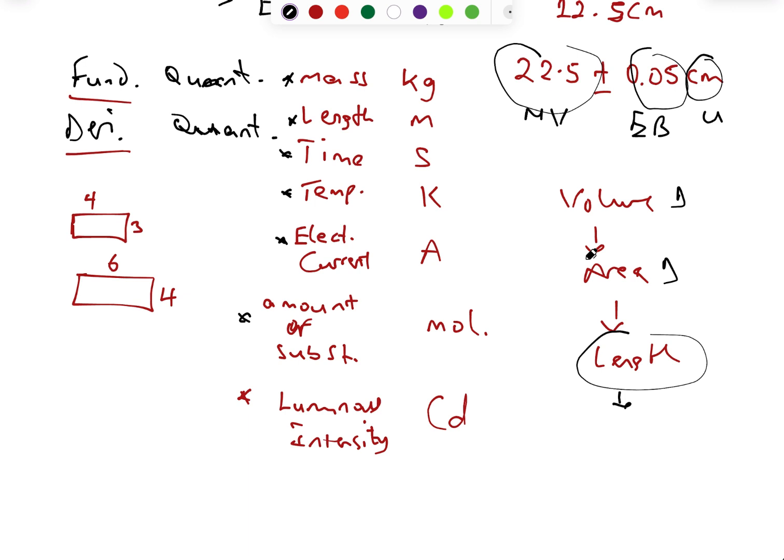So let's continue the class. Now, derived quantities, you can look for as many as possible as well. Don't forget to take your notes. You will write tests periodically as well. So now we have talked about the fundamental quantities. We have talked about the derived quantities.